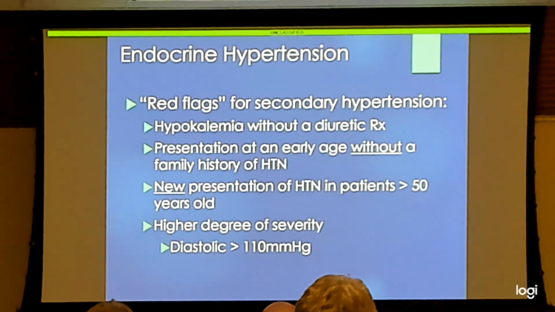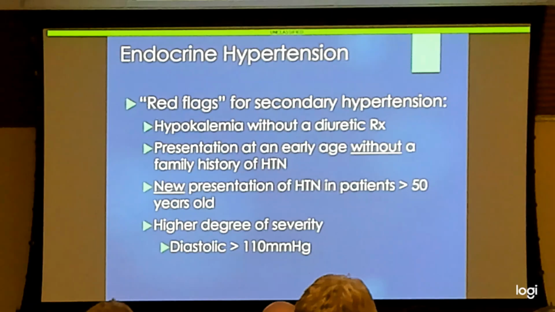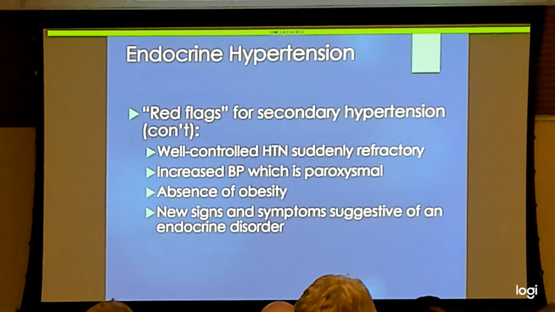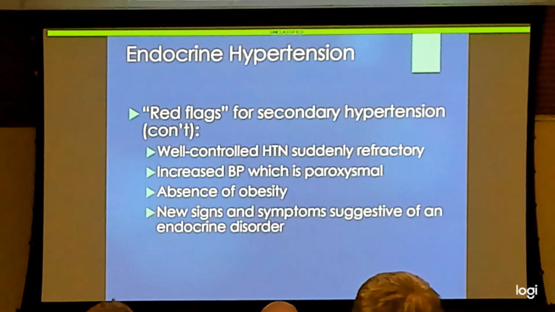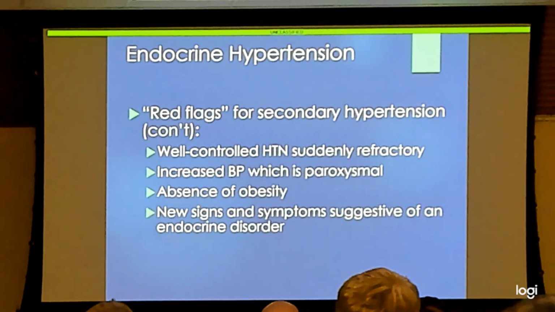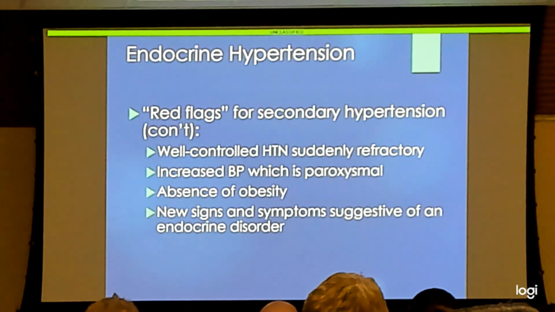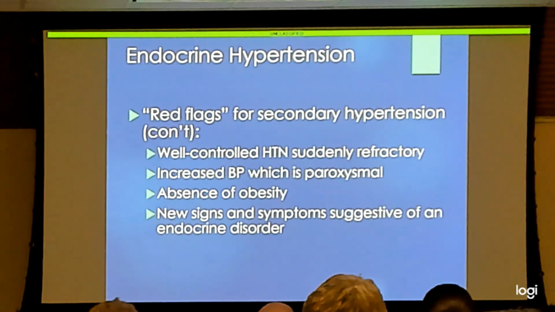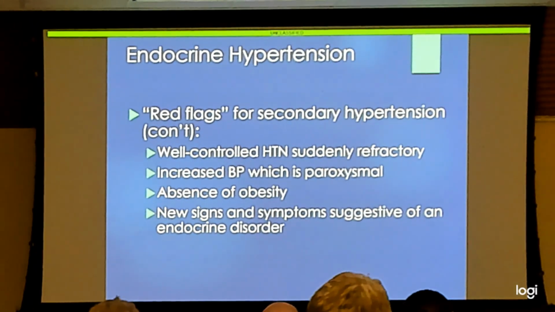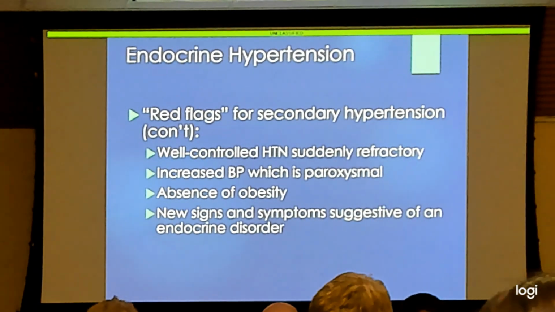All right. So presentation at an early age, a new presentation of hypertension in patients older than 50. And then, of course, a higher degree of severity, right? Especially if somebody's blood pressure is greater than 110 diastolic. That's like the potential unicorn we'll see. So again, this is a big one. Well-controlled hypertension that all of a sudden became refractory. It's not behaving appropriately. It's not listening to the medicine, even if they're on one drug, right? Maybe it's just time for another drug, we'll see. But if I bump it up and it's still not doing anything, boom. Think about endocrine being a potential cause.